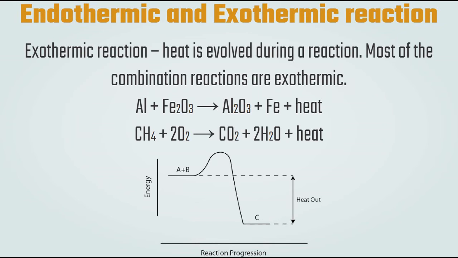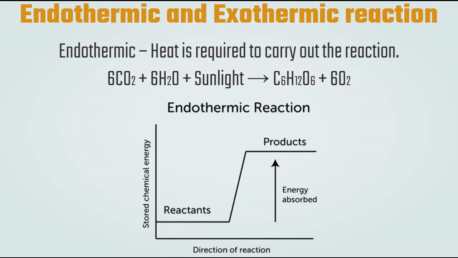So as you might be thinking, endothermic would be the opposite of exothermic. That is, heat is required to carry out this reaction. In the previous one it was releasing. In this one it is taking. So for example, we have 6CO2 plus 6H2O plus sunlight turns to C6H12O6 plus 6O2. So what is this C6H12O6? It is glucose indeed. So most of the decomposition reactions are endothermic.